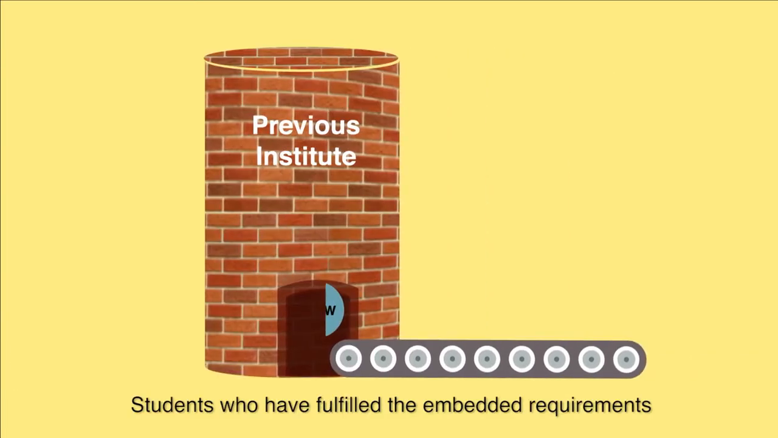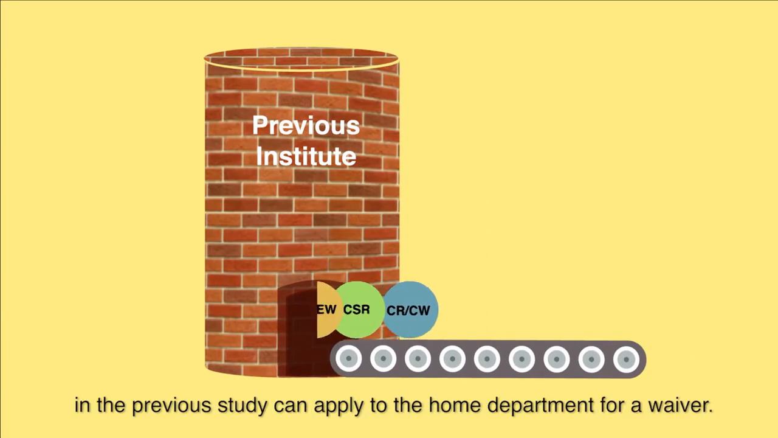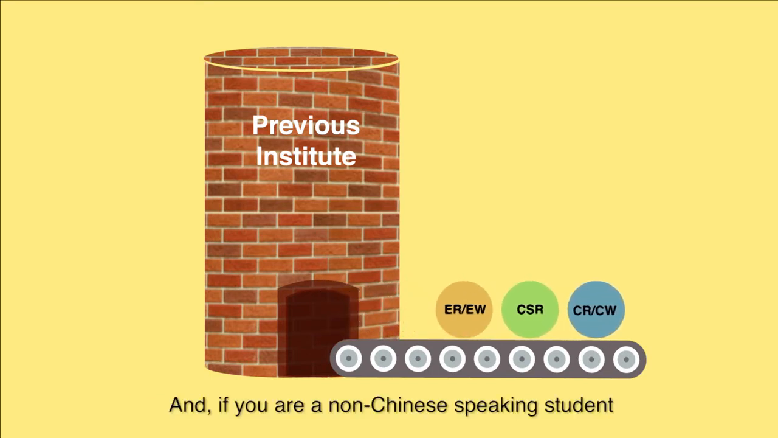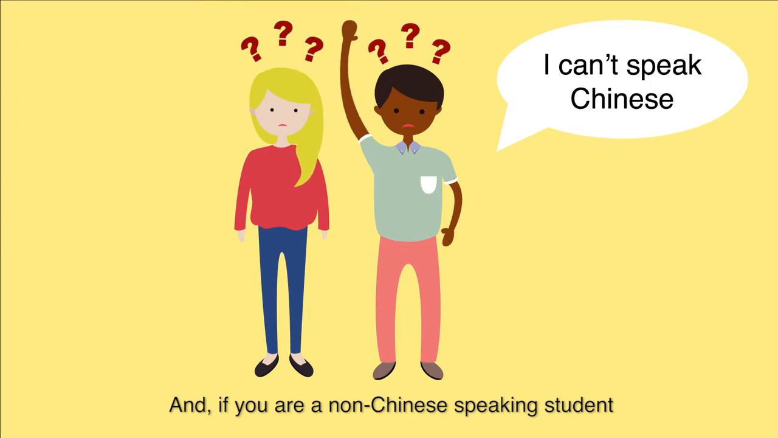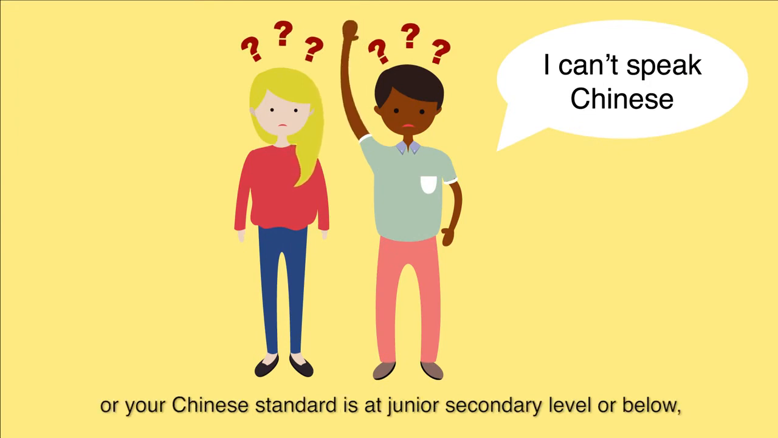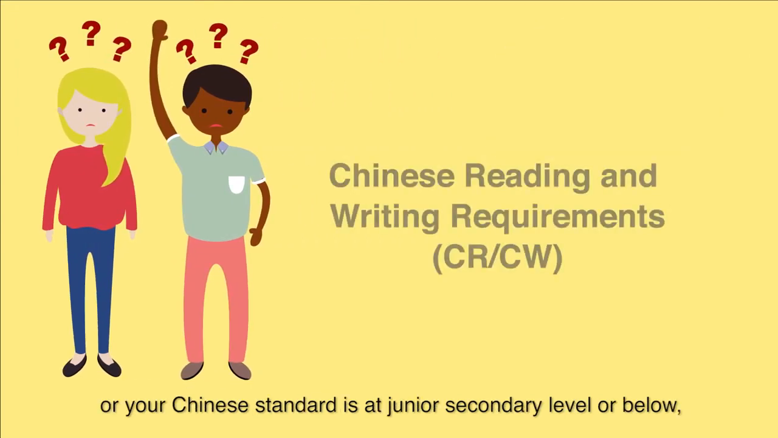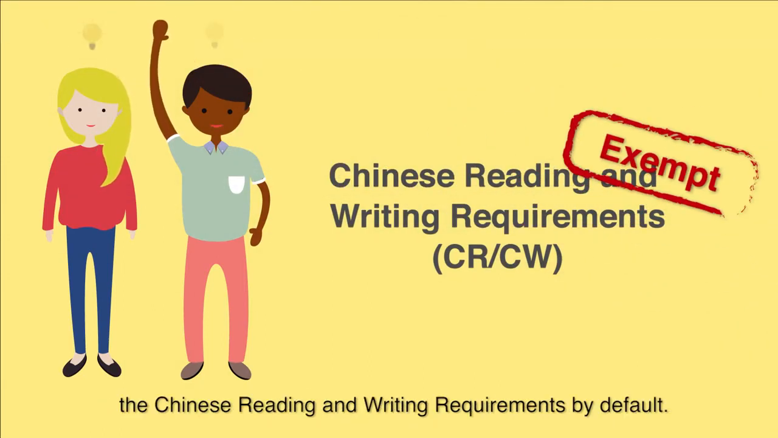Students who have fulfilled the embedded requirements in the previous study can apply to the home department for a waiver. And if you are a non-Chinese speaking student or your Chinese standard is at junior secondary level or below, you will be exempted from the Chinese reading and writing requirements by default.